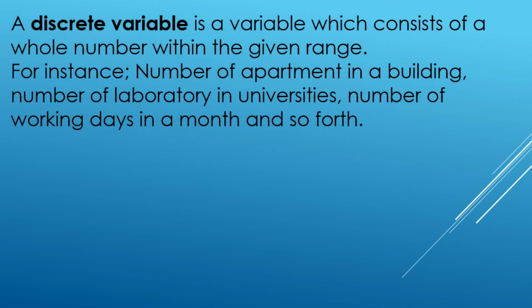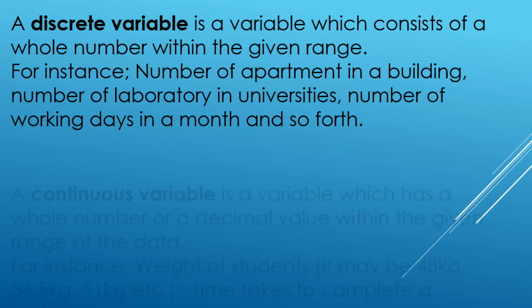Okay students, now what is the meaning of a discrete variable? A discrete variable is a variable which consists of a whole number within the given range. For example, the number of apartments in a building, the number of laboratories in universities, the number of working days in a month, and so forth. All these examples must consist of whole numbers. Definitely the number of apartments in any building is a whole number like 100, 120, 35, 50, and so on. Same as the number of working days in a month, which may be 22, 28, 26, 15, and so on.